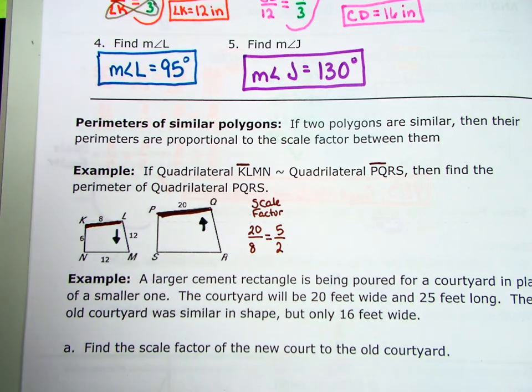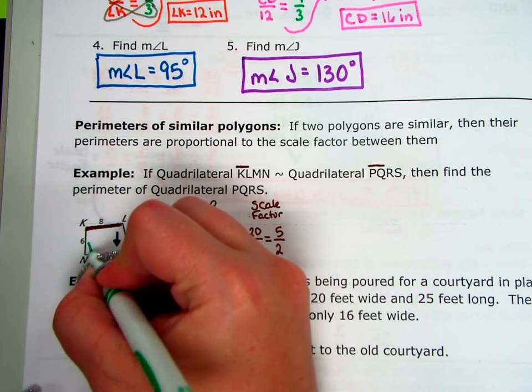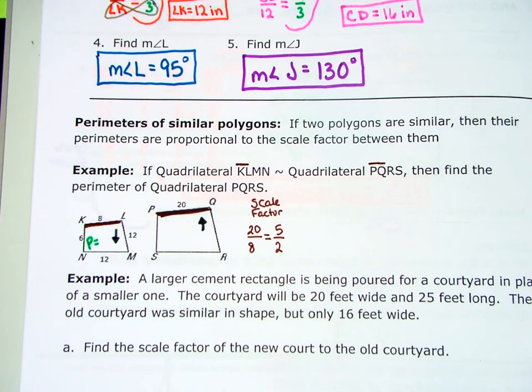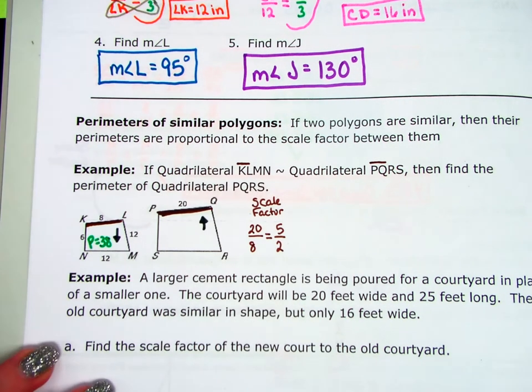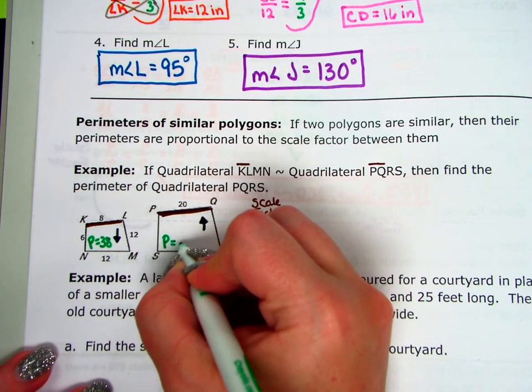Okay? So now what I'm going to do is I'm going to compare my perimeters. So that means I need to find the perimeter of the little one because I know all of its sides. So I can do 8 plus 12 plus 12 plus 6. Let's see, 8 and 12 is 20. Plus another 12 is 32. Plus 6, 38. Is that perimeter? This perimeter, I don't know what it is. This is what I'm trying to find.